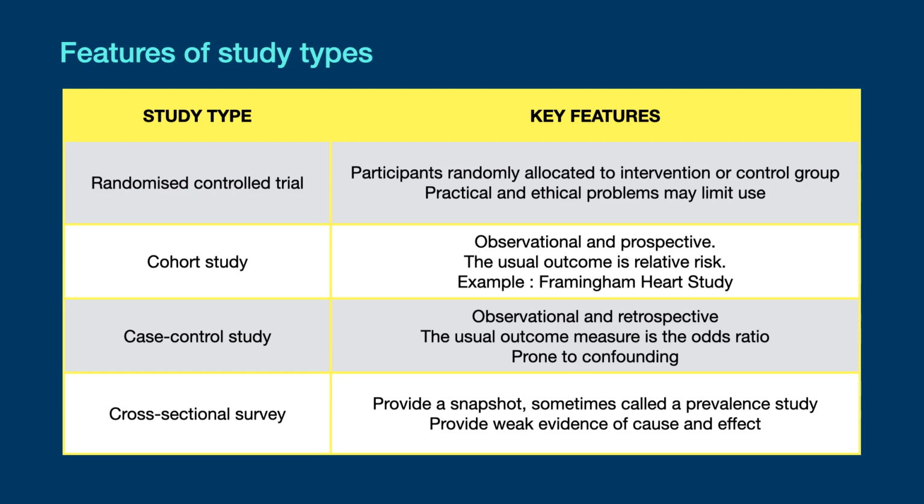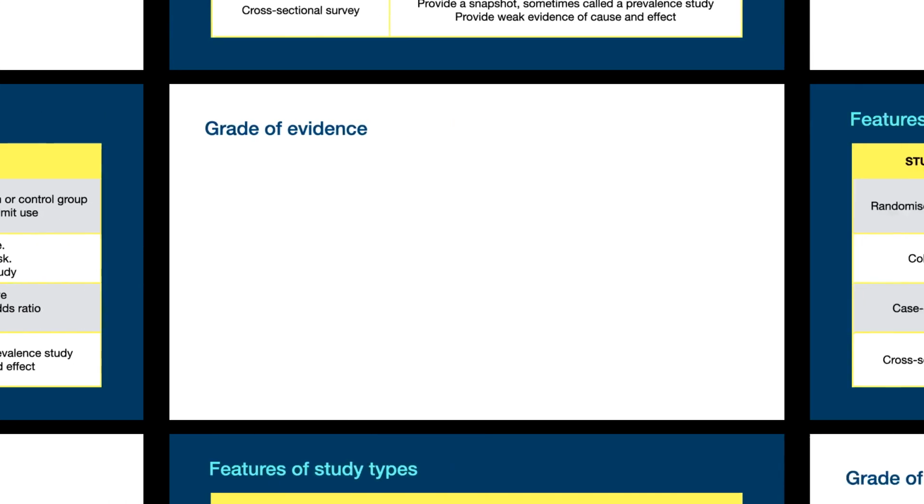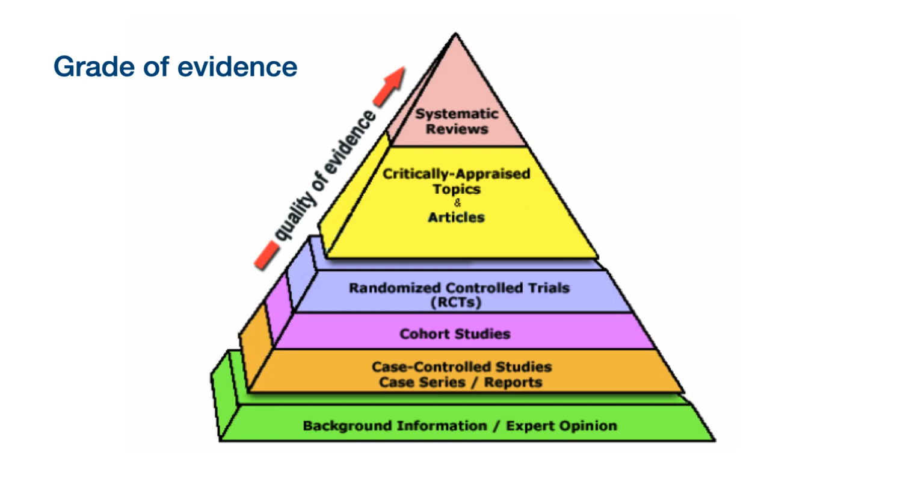Next is the cross-sectional survey. It provides a snapshot, sometimes called a prevalence study. It provides weak evidence of cause and effect. This pyramid in the slide shows the quality of evidence, or grade of evidence, of each study design. Systematic reviews have the highest quality of evidence and expert opinion has the least, hence would be deemed the weakest.